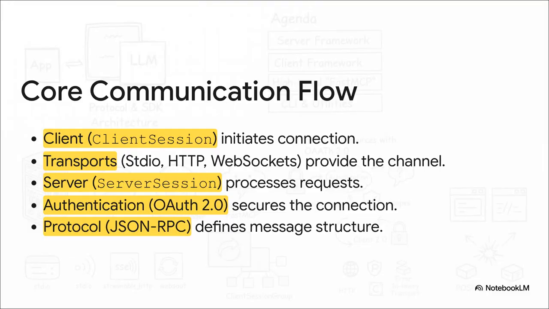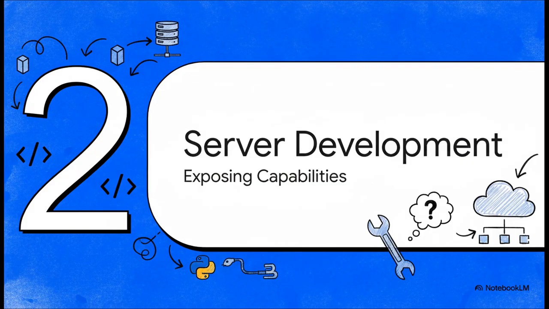Let's quickly trace the communication flow. It all starts with a client, using a client session, connecting to a server's server session. This connection happens over a transport layer, and you've got options like STDIO, HTTP, and WebSockets, which you'll find in the /src/model context protocol/transports directory. And the actual language they speak is JSON-RPC, with all the messages structured and validated by those Pydantic models we talked about.